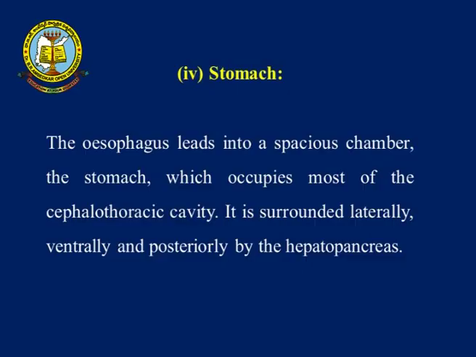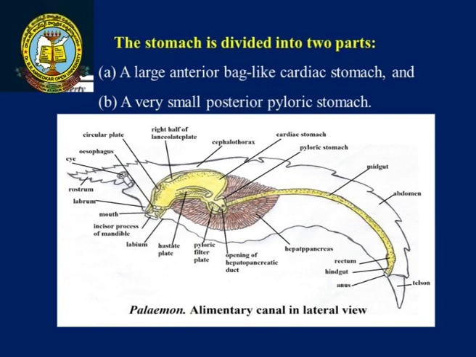The esophagus leads into a spacious chamber, that is the stomach, which occupies most of the cephalothoracic region. From this part to this part, all of the cephalothoracic region, you find the stomach, with a small tube-like structure running into the abdominal region. It is surrounded ventrally by the hepatopancreas. You can see all the brown colored parts, that is the hepatopancreas. The stomach is divided into 2 parts: an anterior large bag-like cardiac stomach and, posterior to it, a very small pyloric stomach.